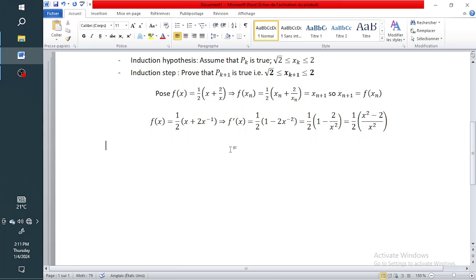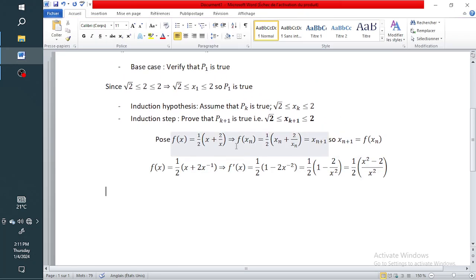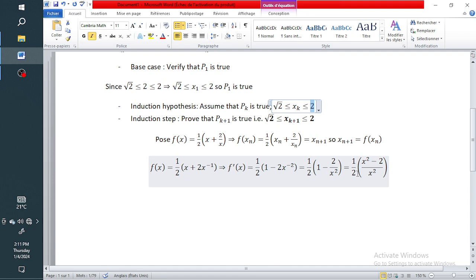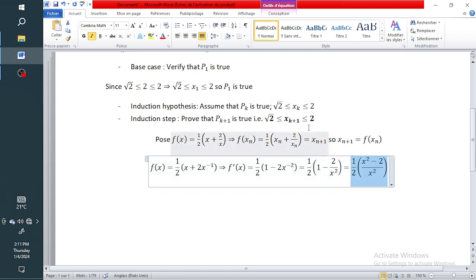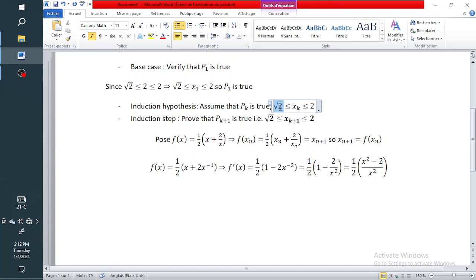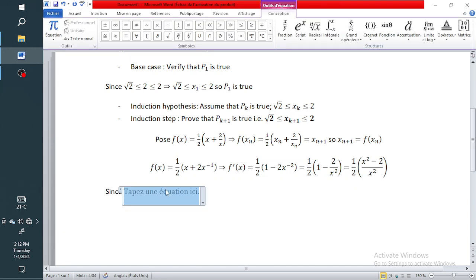So which interval of x are we going to use? We are now going to come back to the induction hypothesis, which is saying that our x of k is between root 2 and 2. So we are going to use this induction hypothesis 2 times. We are going to use it first of all to get this interval, because we assume that for any value of x being x1, x2, x3, x4, x5 until xk, that value of x will always lie between root 2 and 2.